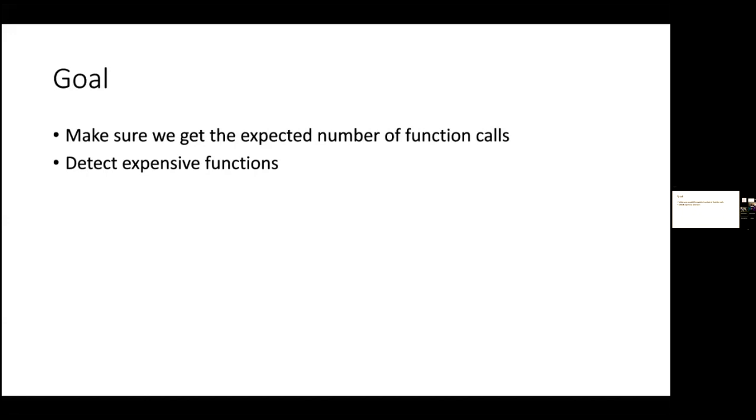The goal during the profiling phase is to make sure that we get the expected number of function calls. In our case, we knew that we had to convert more than 300 million elements. So if we see that a function is getting called many more times than that, then clearly something is wrong. The second goal was to detect the expensive functions and try to optimize them.